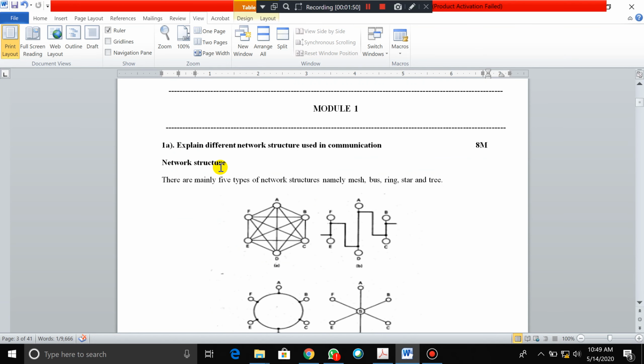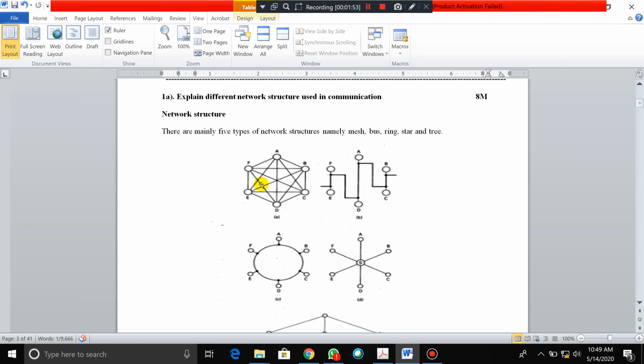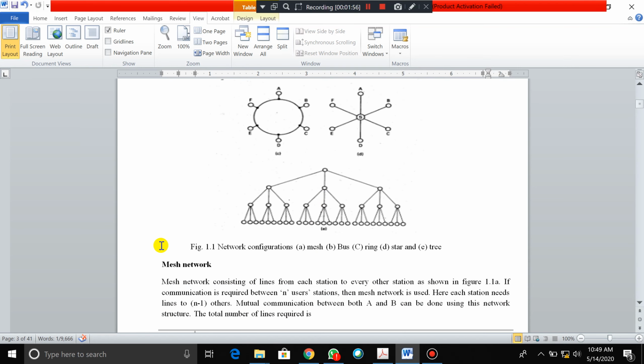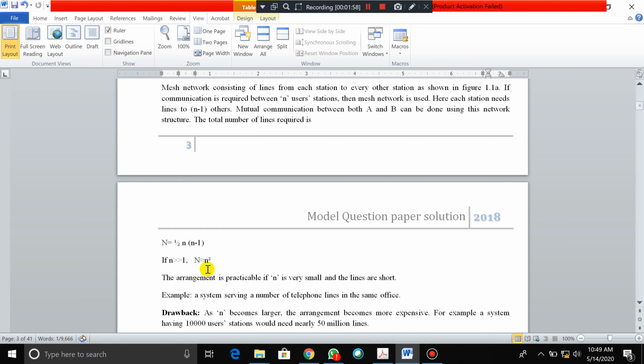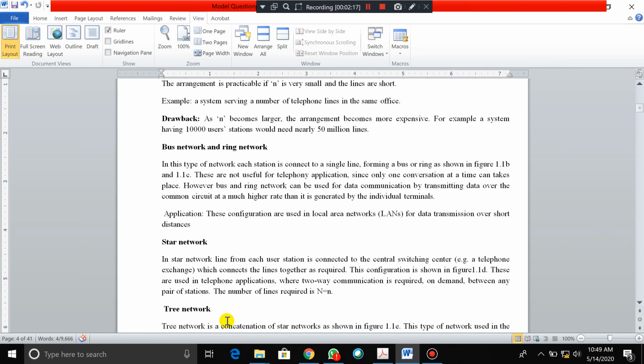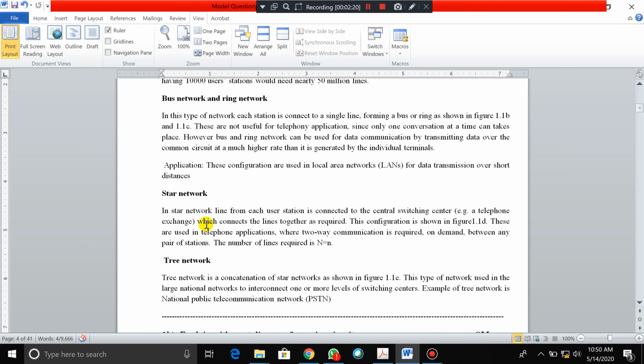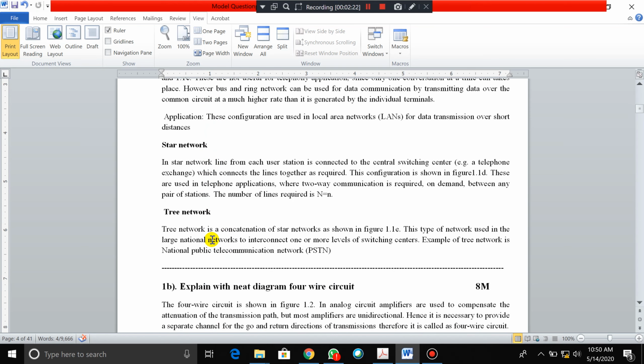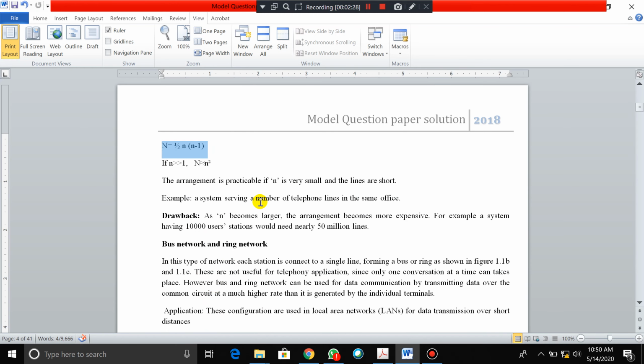There are mainly 5 types of network structures: 1, 2, 3, 4, and 5. Which are those? Mesh, where we have the expression n(n minus 1)/2. If n is much greater than 1, then it is almost equal to n square. What are the drawbacks we have written? Then bus network, ring network, star network, and tree network. Each network you need to explain because it is for 8 marks. Okay, like this, you need to go with it.